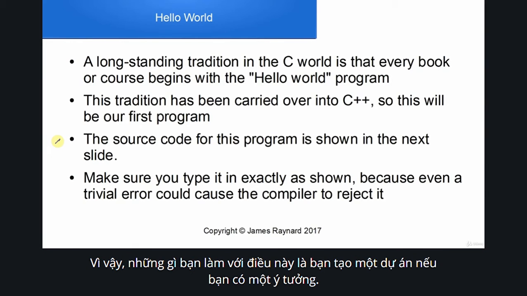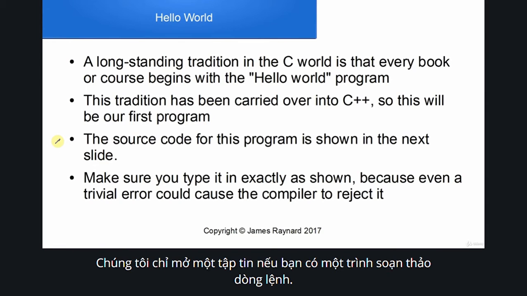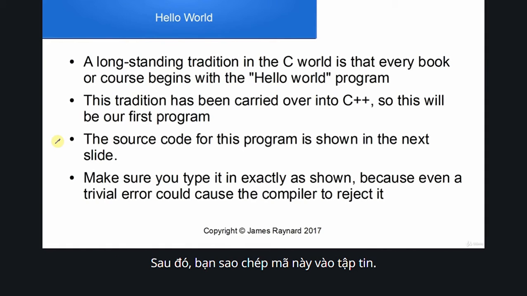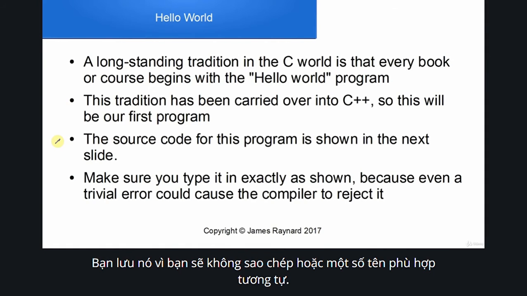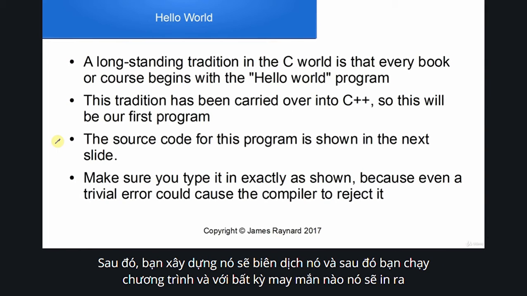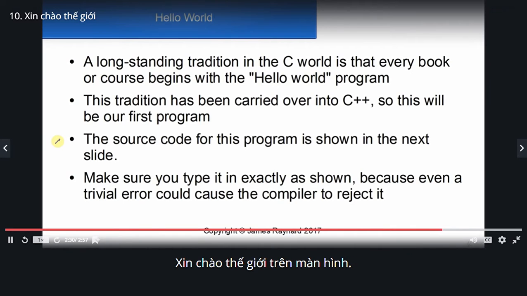So what you do with this is you create a project if you have an IDE, or you just open a file if you have a command line editor. Then you copy this code into the file, you save it as hello-world.cpp or some similarly suitable name. Then you build it or compile it. Then you run the program, and with any luck it should print out the words Hello World on the screen.